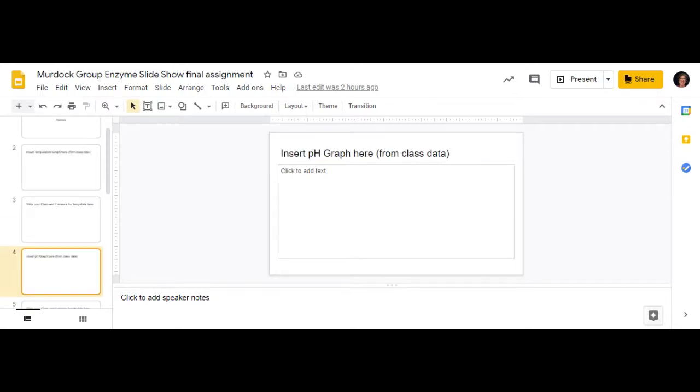Okay, your pH graph will go here, your group pH graph that everybody agrees is the best one. And then write your claim and evidence for pH on this slide, right? Now the reasoning questions, there's a few more slides that have some reasoning questions on them. I'm giving you a guided reasoning again, where I'm asking you very specific questions, one at a time, and then you're going to use your knowledge of enzymes and your knowledge of lactase and lactose to answer those questions.